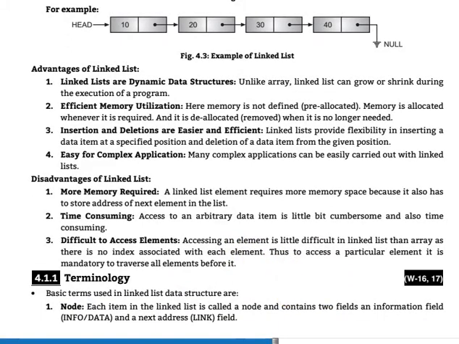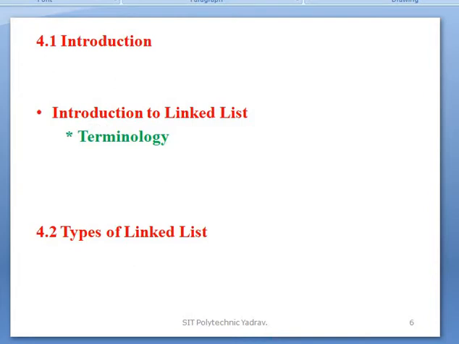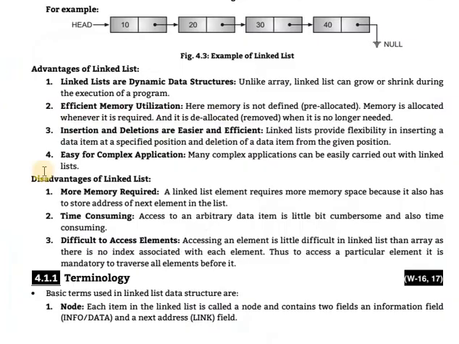Next point, terminology under the introduction of linked list. The basic terms used in linked list data structures are as below. First, node. What is meant by node? Node means each item in the linked list, and it contains two fields: an information field, that is the info data, and the next address, that is the link field.